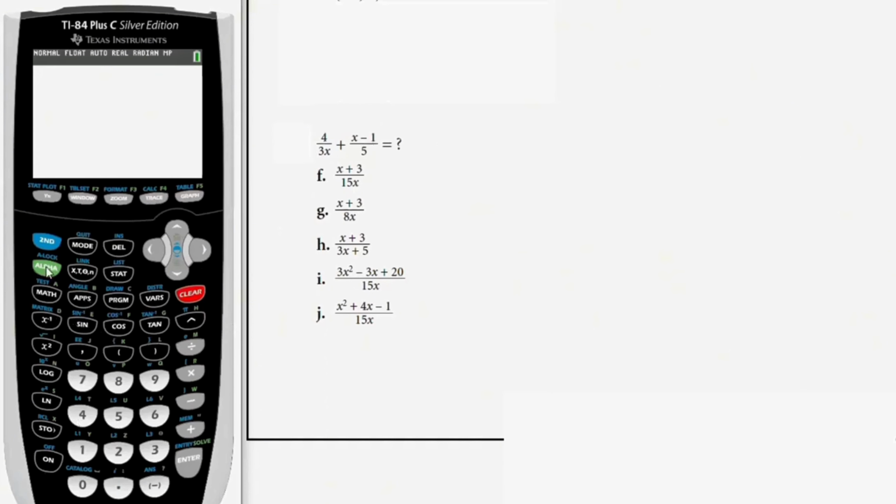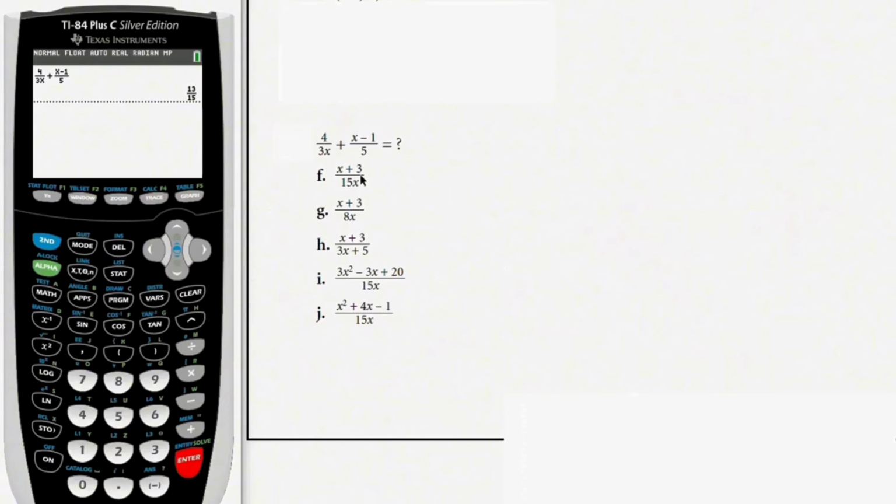So it's in fraction, we have alpha, this window button for fraction, this is fraction, press this y equal to button, then press 1. So we have 4 over 3x. Alright, then we have plus in fraction again, alpha window, so fraction is here, press 1. So we have x minus 1 over 5. So that's all, press enter. So we have 13 over 15.